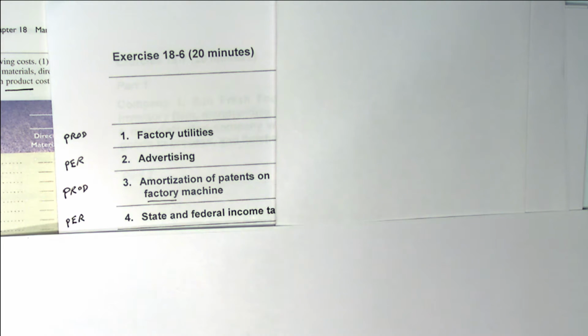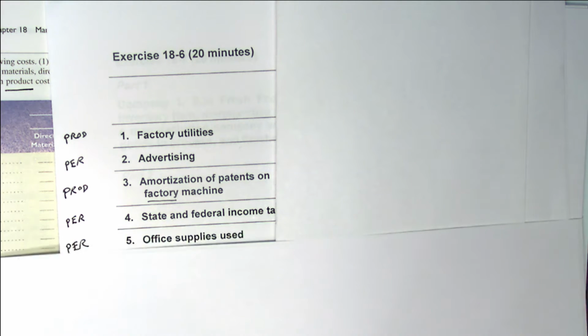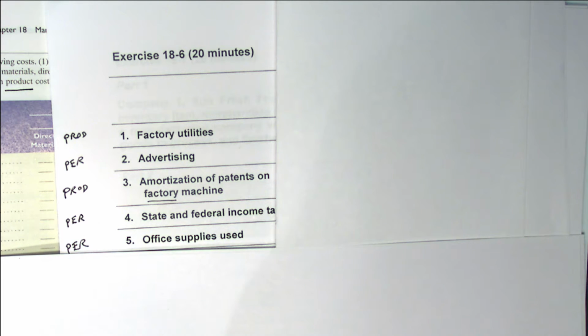Number 4, state and federal income taxes. Period. It's a period cost. Okay. Number 5, office supplies used. Period. Also a period cost. Number 6, bad debt expense. Period. Period cost.